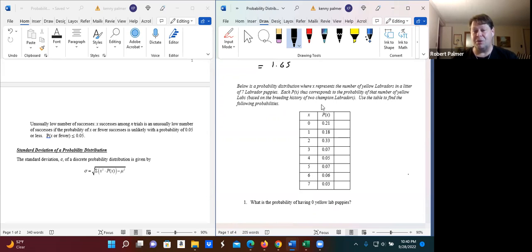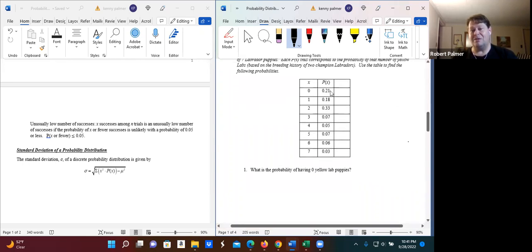So what this probability distribution shows, for each of those possibilities from 0 to 7, is the probability of that many yellow labs in a litter of 7, based on the breeding history of 2 champion Labradors. So this is our probability distribution. It tells us for each one of those possibilities what the probability of that happening is.